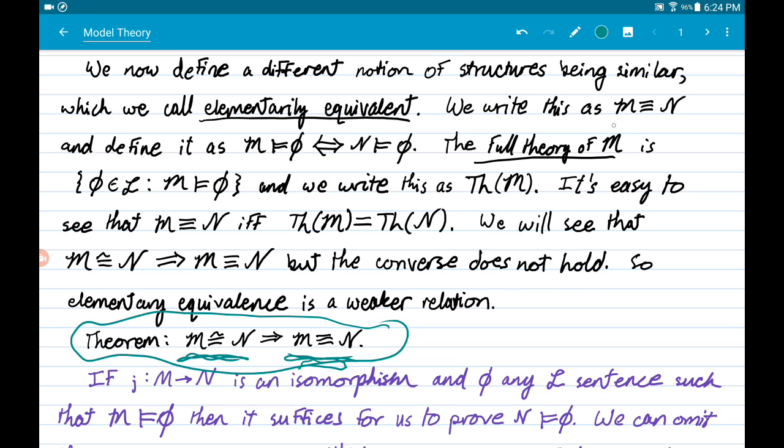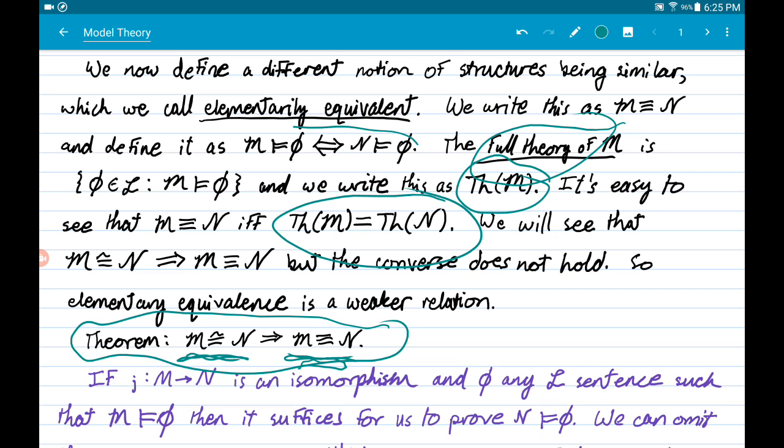For another definition before we get to that, we talk about the full theory of M, which is the set of all sentences M satisfies. And to talk about this full theory of M, we write TH of M. This definition provides another way of stating what it is for two structures to be elementarily equivalent. And that is to say that they have the same theory. Because after all, the theory is the set of all things they satisfy.